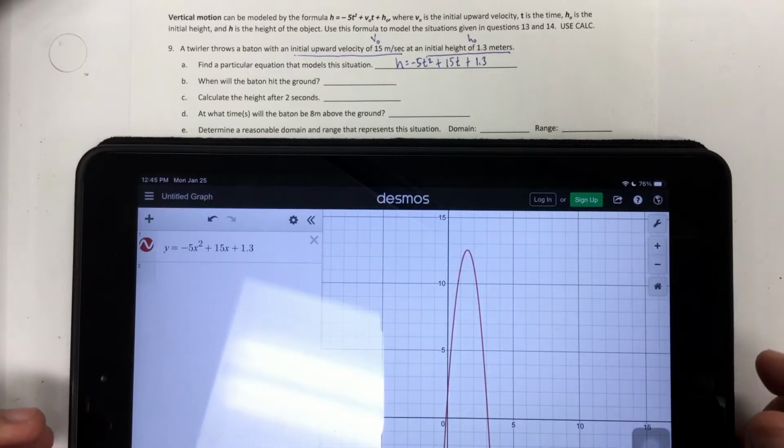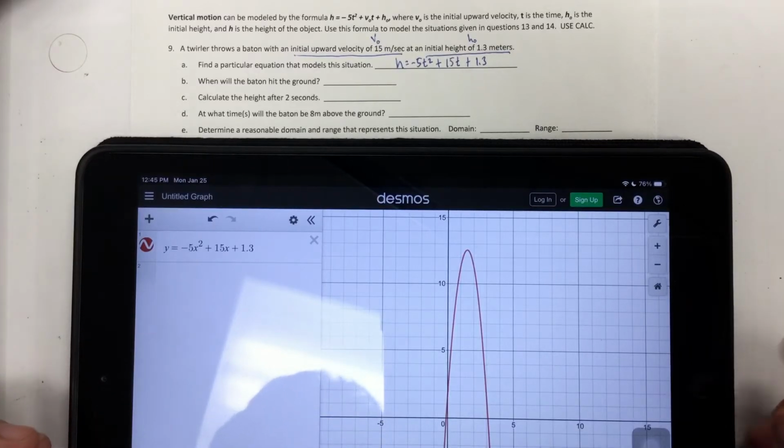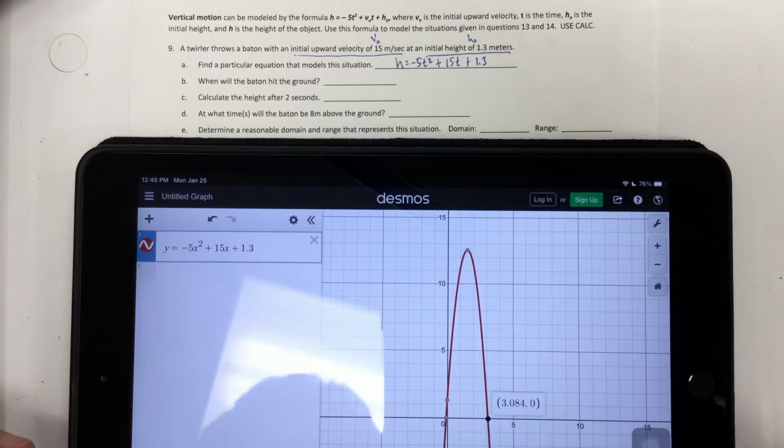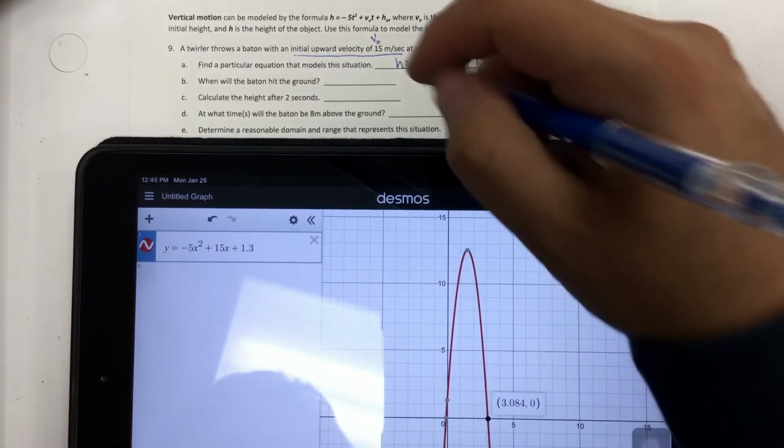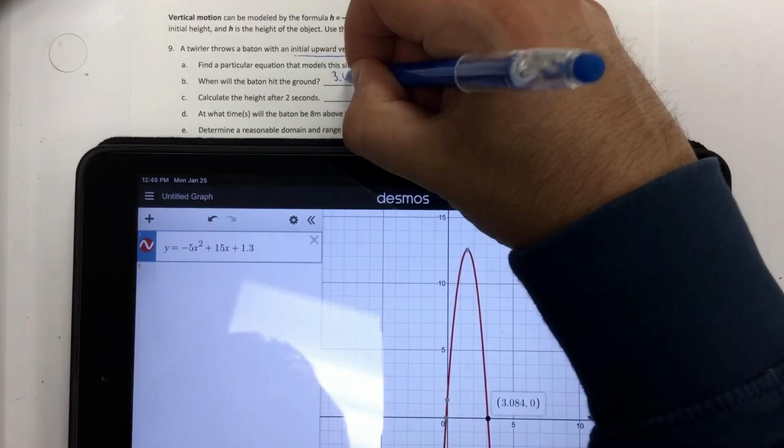The first question says, when will the baton hit the ground? So that's going to be your x-intercept. So right here at 3.084. So we're going to write 3.084 seconds. That's when the baton will hit the ground.